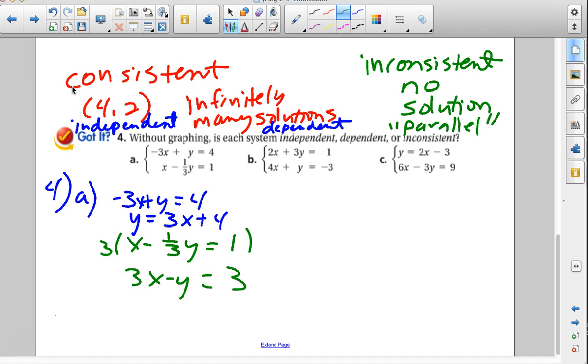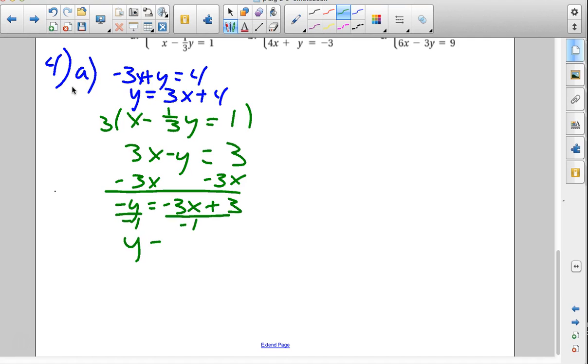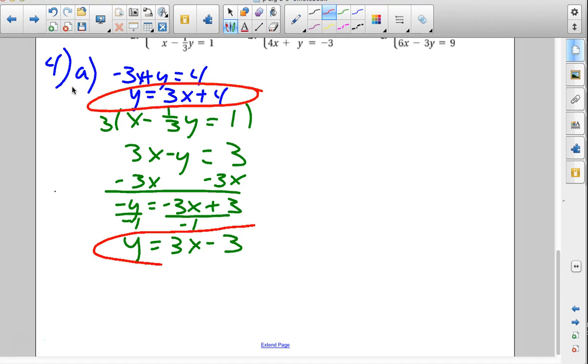And then we say, okay, now this is easier. I'm going to subtract 3x from both sides. Negative y equals negative 3x plus 3. And I realize not done yet because I need to divide by a negative 1. Now I have these as y equals. Now's the time to compare those and see what's going on.